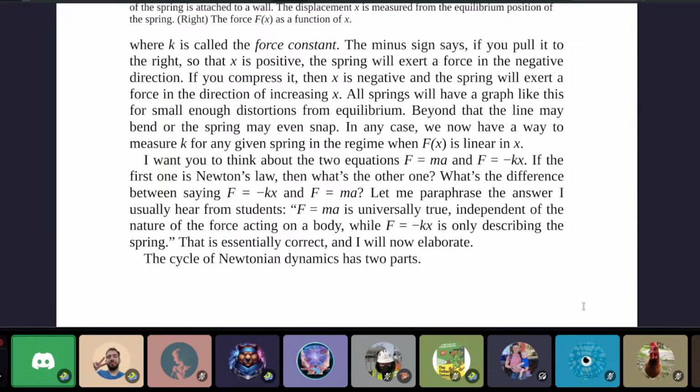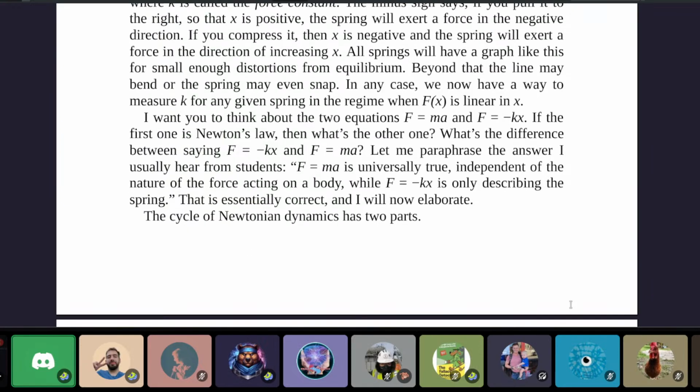The minus sign says if you pull it to the right so that x is positive, the spring will exert a force in the negative direction. If you compress it, then x is negative and the spring will exert a force in the direction of increasing x. All springs will have a graph like this for small enough distortions from equilibrium. Beyond that, the line may bend or the spring may even snap. In any case, we now have a way to measure k for any given spring in the regime when f of x is linear in x.